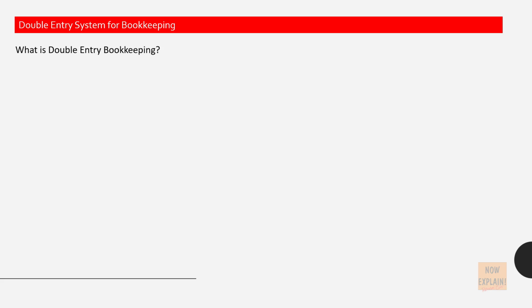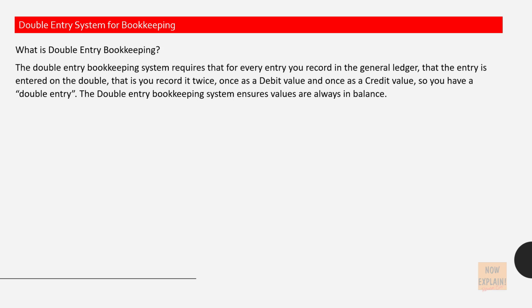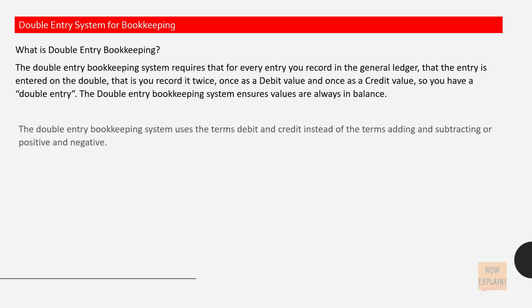What is double entry bookkeeping? The double entry bookkeeping system requires that for every entry you record in the general ledger, the entry is entered on the double. That is, you record it twice. Once as a debit value and once as a credit value. So you have a double entry. The double entry bookkeeping system ensures values are always in balance.